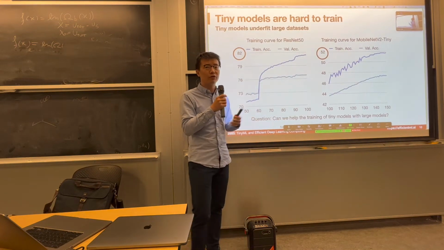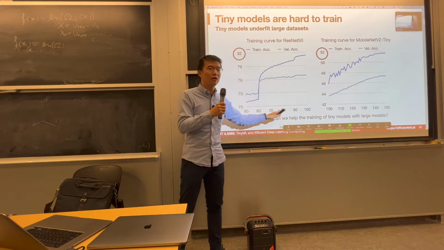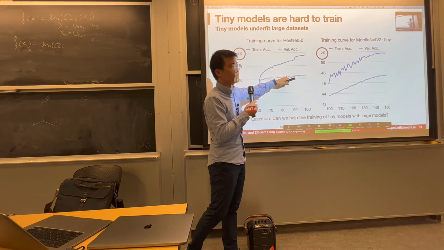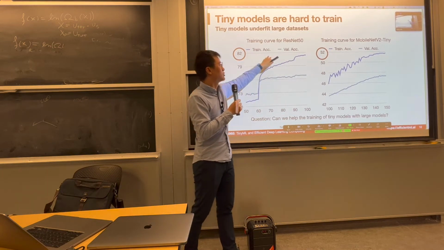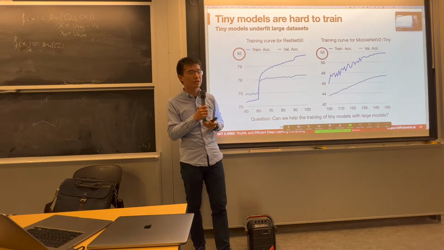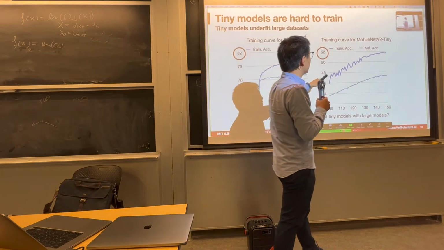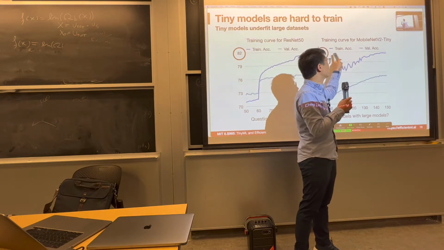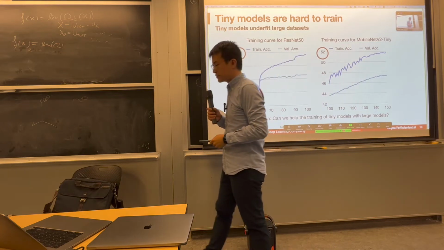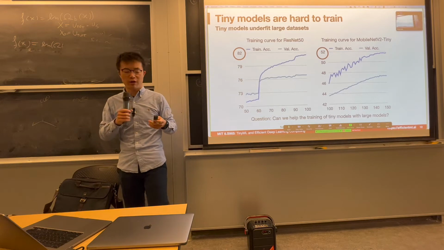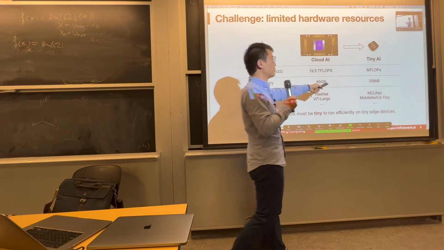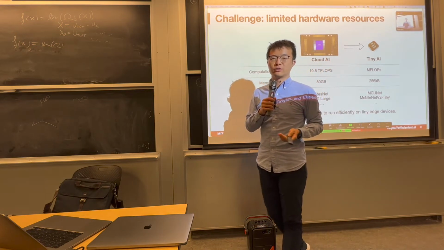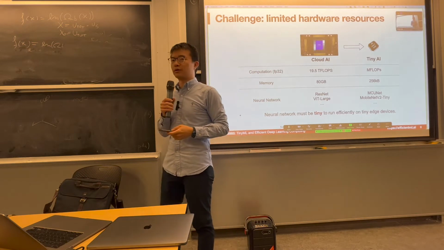and the tiny model. This is the training curve for ResNet-50. With the increasing number of training epochs, we can see the accuracy. This is the training accuracy, and this is the validation accuracy. We can train the model and the training accuracy can reach more than 80%. However, on MobileNet Tiny, a much smaller neural net, the accuracy is much lower, only 52%. That's reasonable, since we have a much smaller capacity and much smaller hardware resources. Of course, the accuracy of such a tiny model is a lot weaker than those cloud-based models.